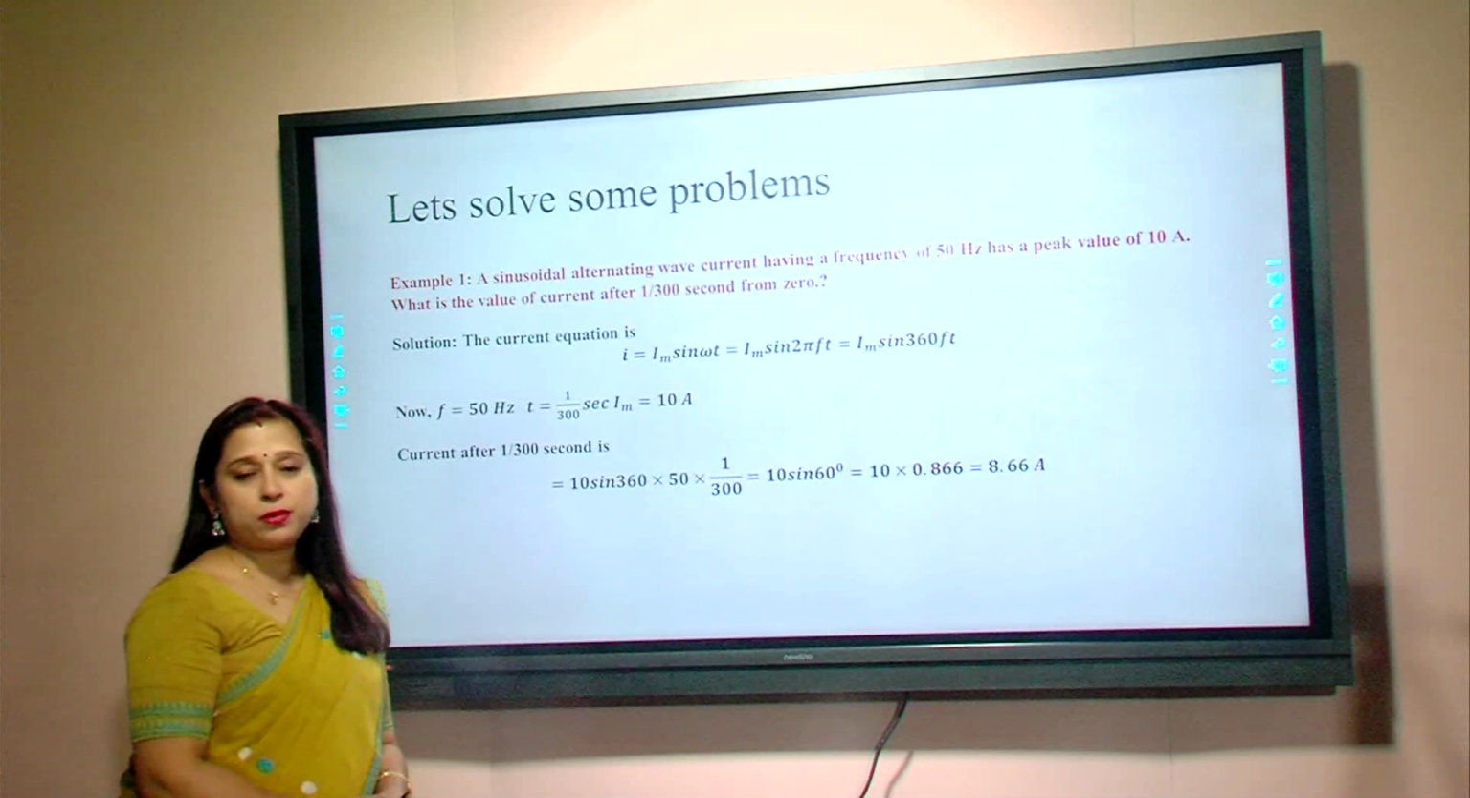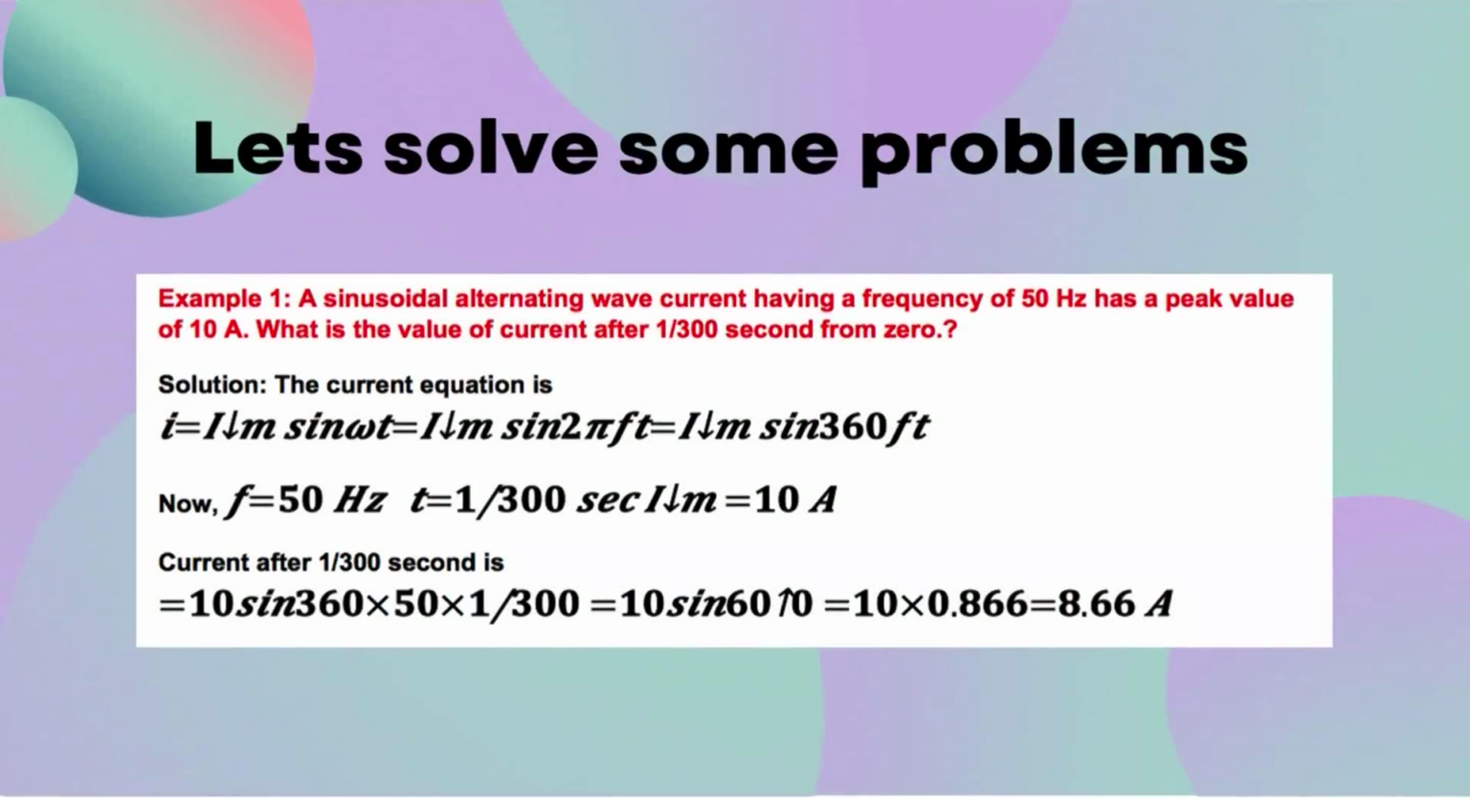Let us solve some problems on fundamentals of AC. The first question is, a sinusoidal alternating current having a frequency of 50 Hz has a peak value of 10 ampere. What would be the value of current after 1/300 seconds from 0?